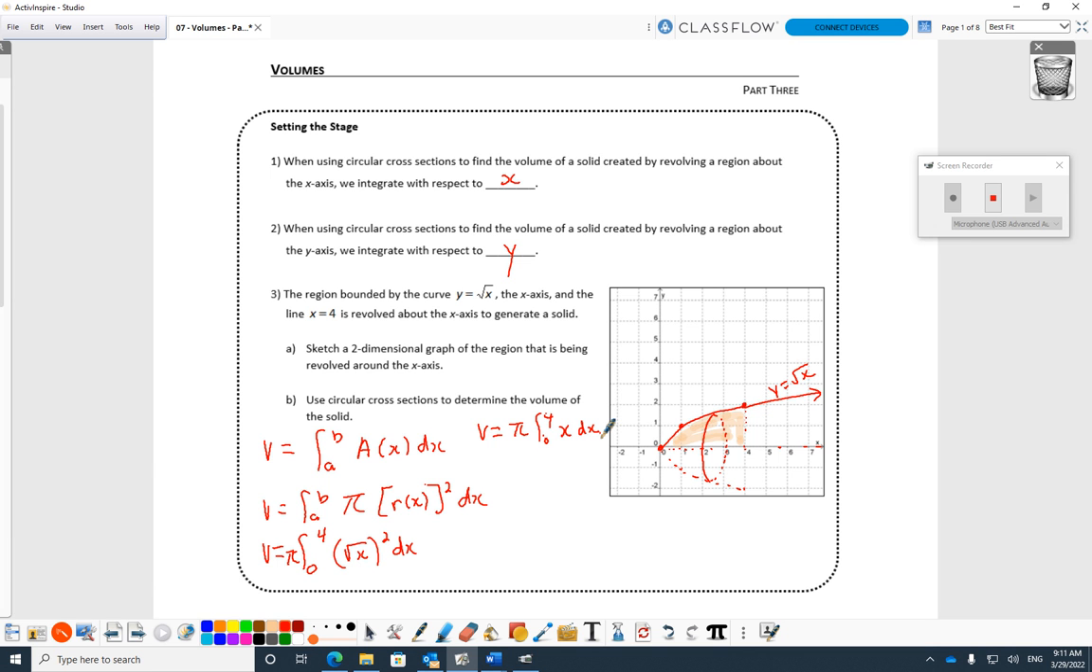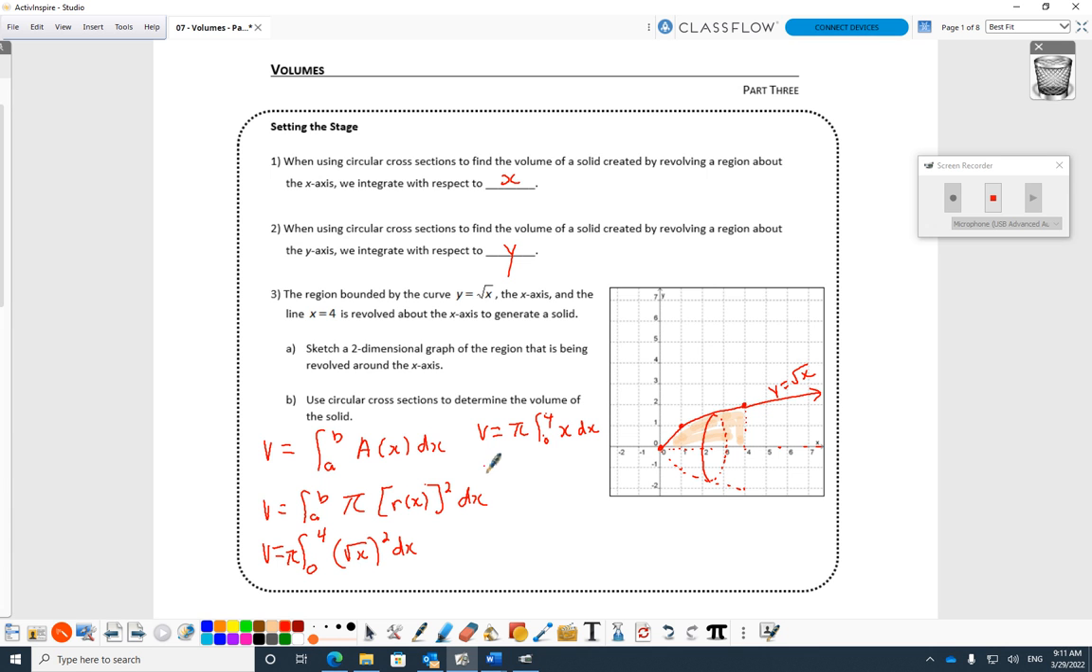Which, by the way, is sort of good news for a test. Let's say you totally mess this up and use the wrong radius or the wrong limits of integration. You'd still be able to finish the question, so there's lots of part marks available. It's not a do-or-die situation on these usually.